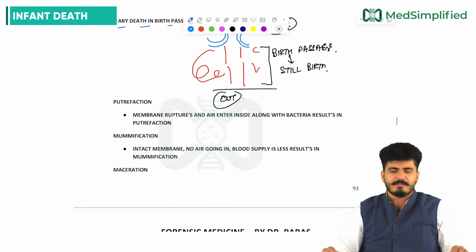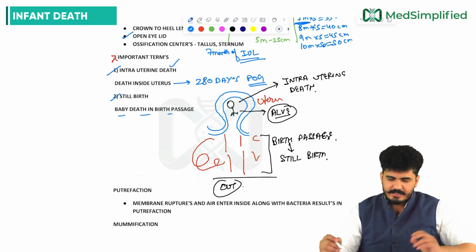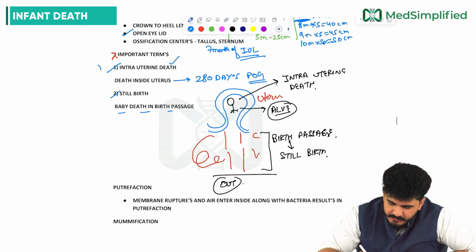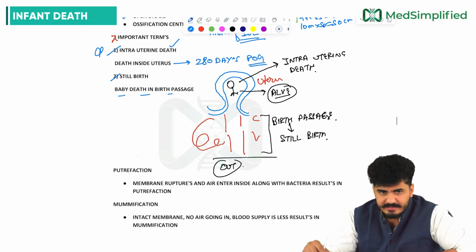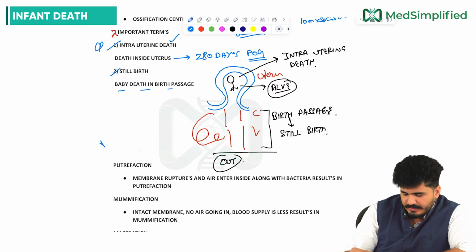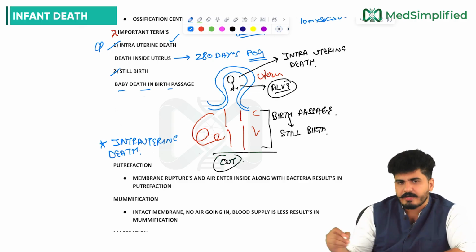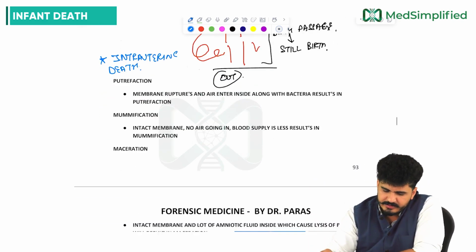Now coming to some important terms right here, sir. Putrefaction, mummification, maceration, which are seen in the baby who is dead already. And most commonly it is seen in the intrauterine death, my dear friends. Stillbirth, it is not most commonly seen, but intrauterine death. In intrauterine death, you will see the putrefaction.